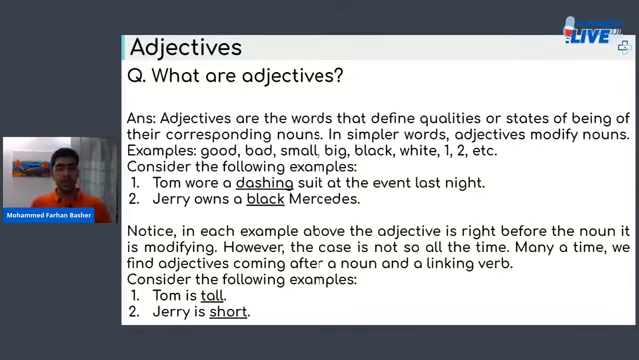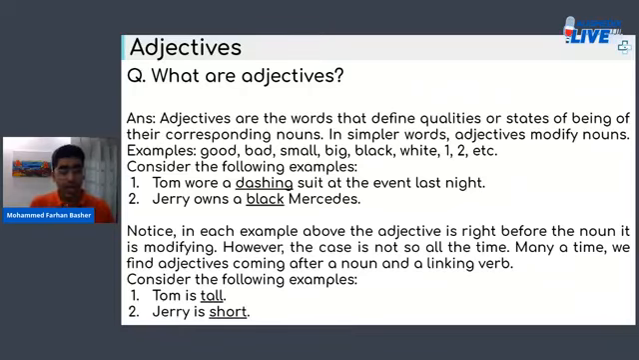Okay. And the second example, as you can see, Jerry owns a black Mercedes. Here, the color black is also modifying the proper noun Mercedes, right? Mercedes is, of course, the brand name of a car. So Jerry owns a black Mercedes. When you say a black Mercedes, with the help of the word black, you're giving extra information about the Mercedes that Jerry owns.